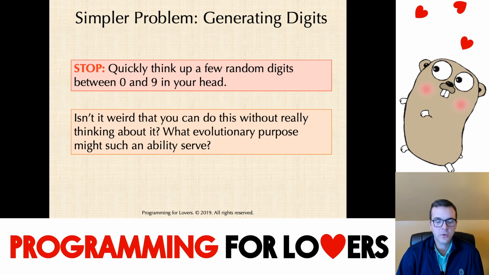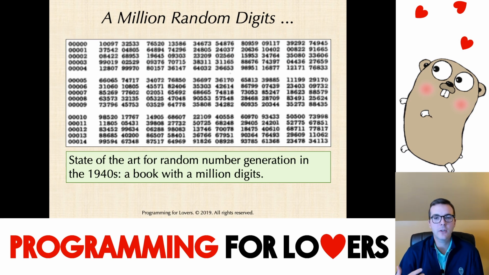So it's a tricky problem. Just because we can naturally do it doesn't mean that it's not tricky. And the state of the art for generating random numbers in the 1940s was a book that was printed with 1 million digits. If you wanted random digits or random numbers of some kind, maybe 3-digit random numbers, for example, then you could just open the book to some point and start reading them out. That was the state of the art, the forefront of research.